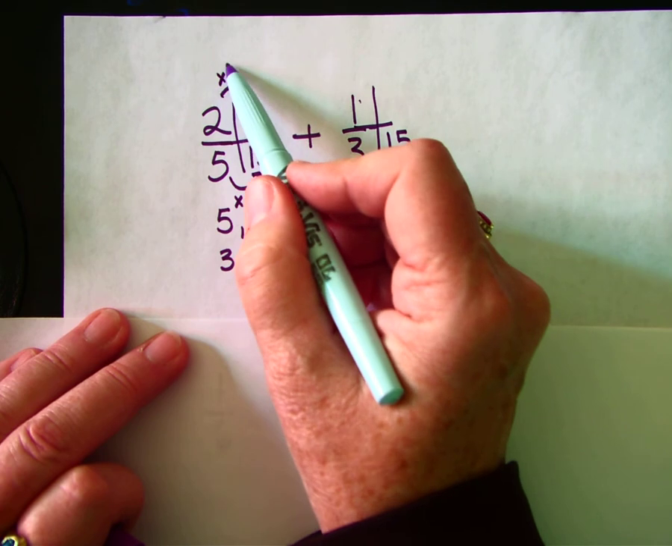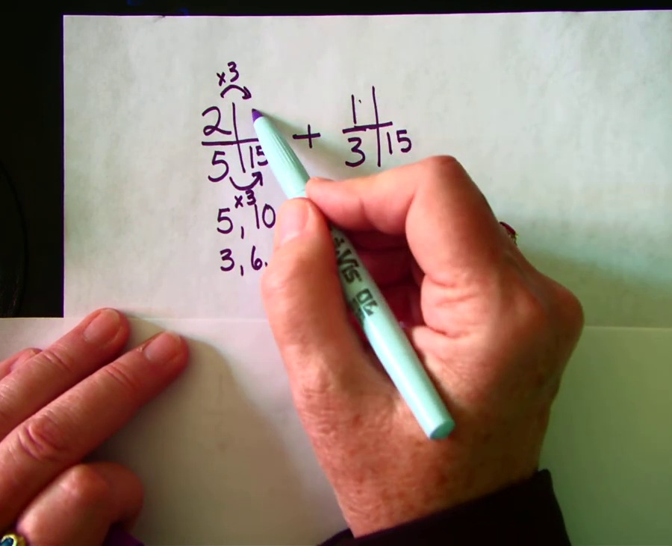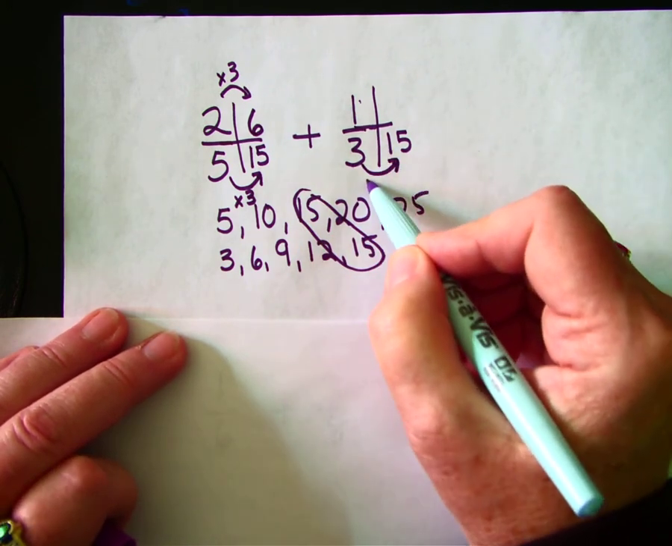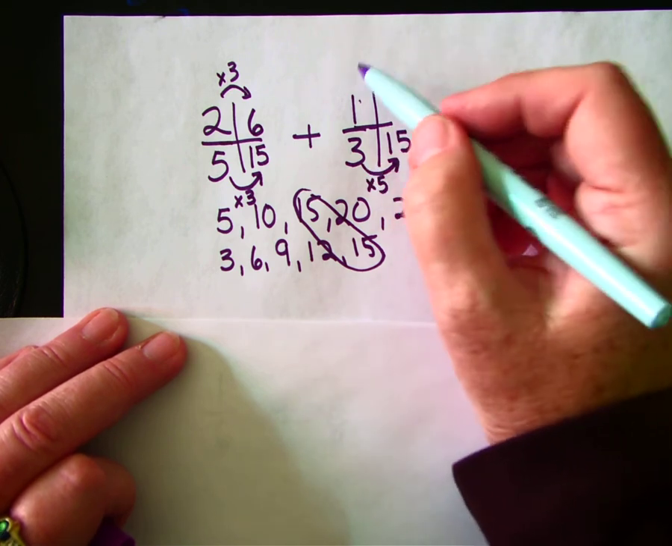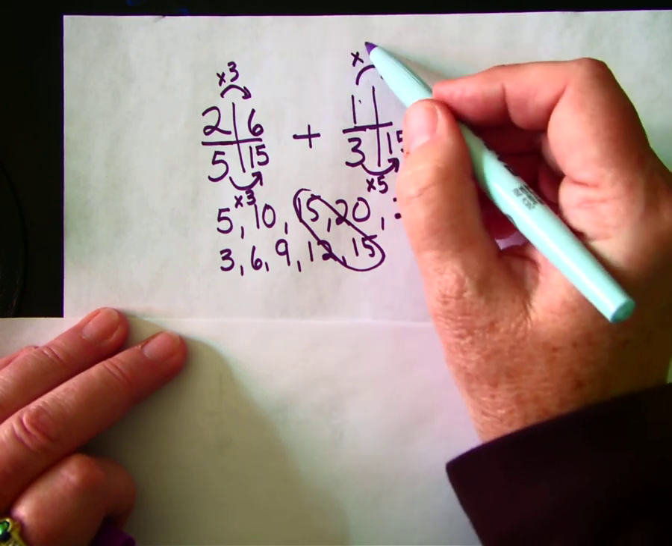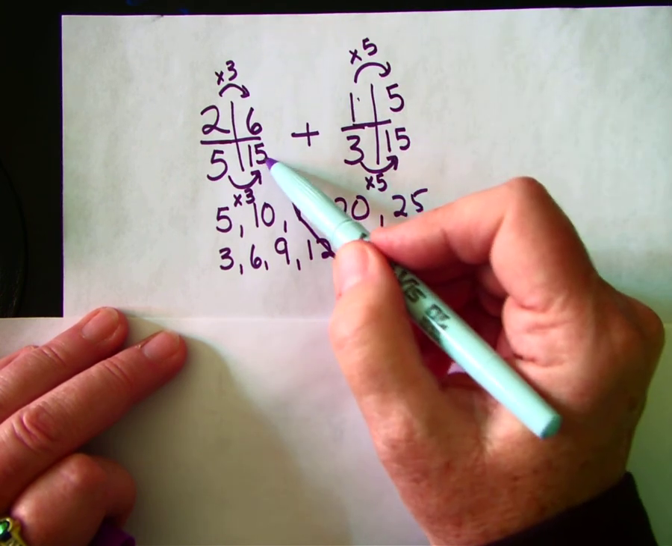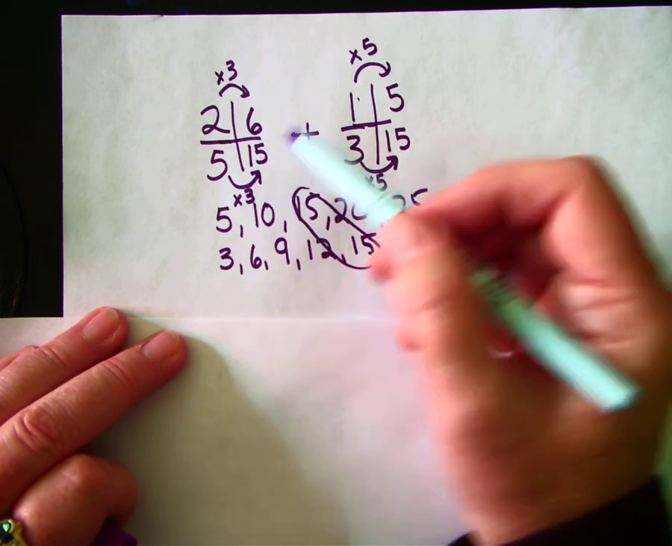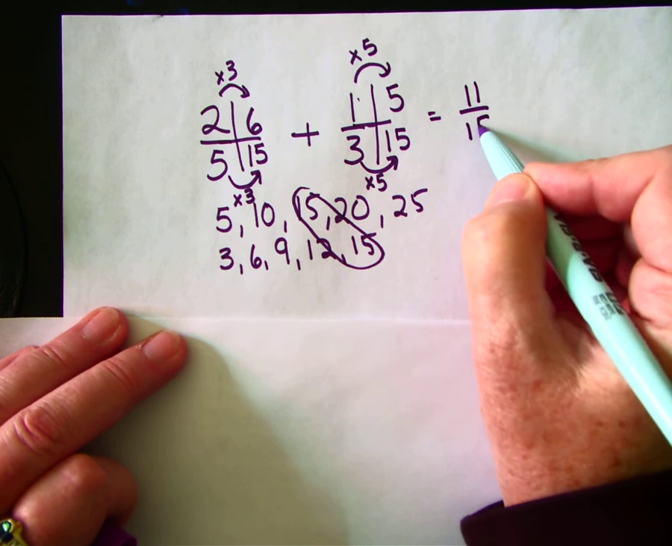And if we multiply the denominator by 3, we're going to multiply the numerator by 3. So 2 times 3 is 6. Now we're going from 3 to 15, so we're going to multiply by 5. And if we multiply the bottom by 5, we multiply the numerator by 5, and I have 1 times 5 is 5. So now we have a common denominator, and we can add 6/15 plus 5/15 is 11/15.